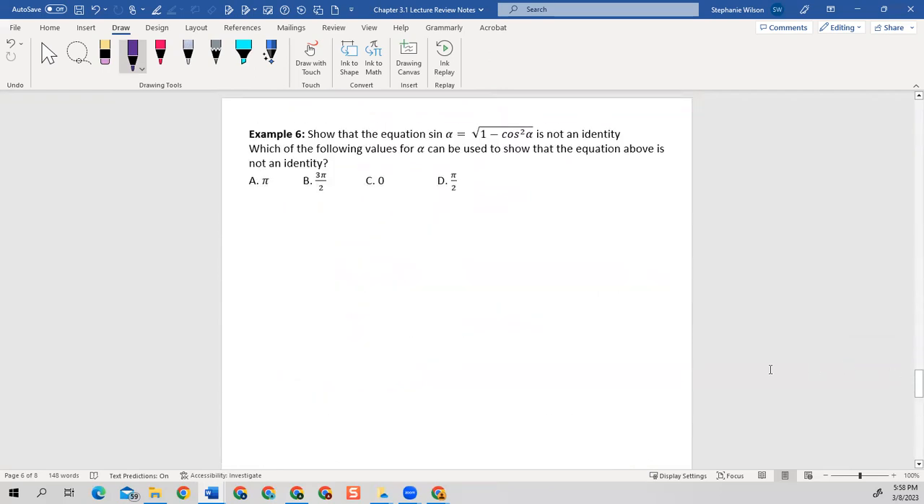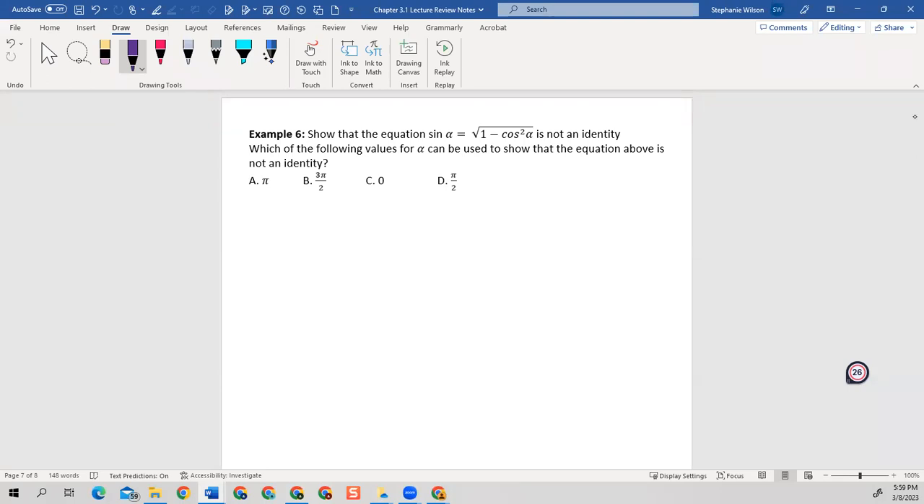All right. Example 6 is show that the equation of sine alpha equals the square root of 1 minus cosine squared alpha is not an identity. Okay, so if it's not an identity, then it's not going to equal something that gives me back what we started with. So which of the following? We got A is pi, B is 3 pi halves, C is 0, and D is pi halves. And we want to know which one is not an identity.